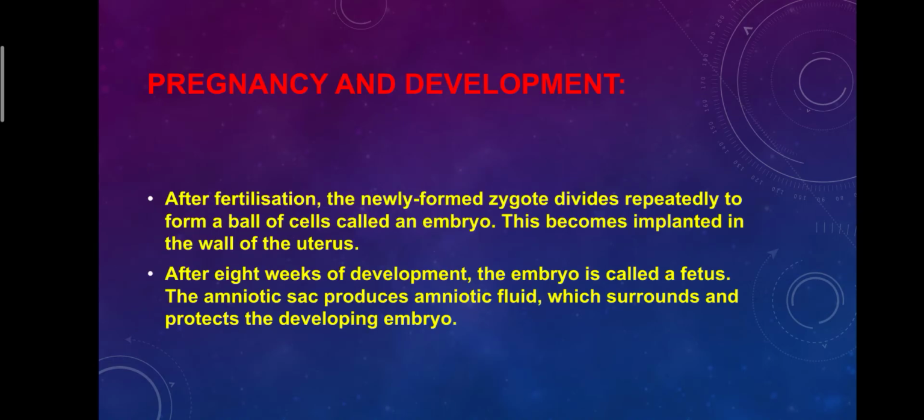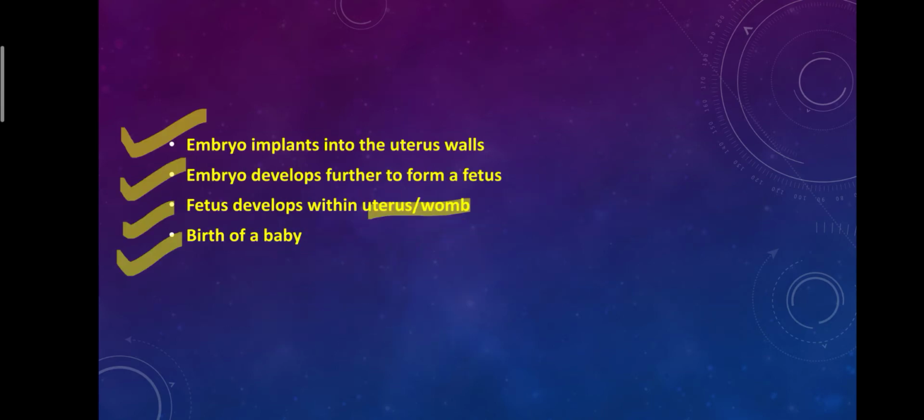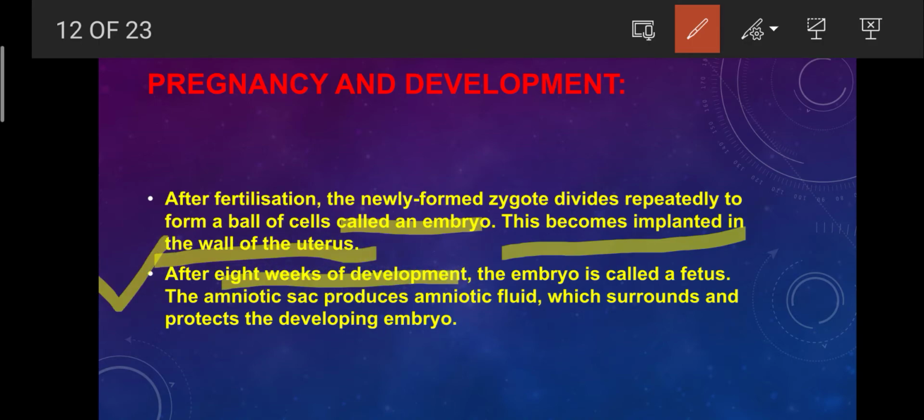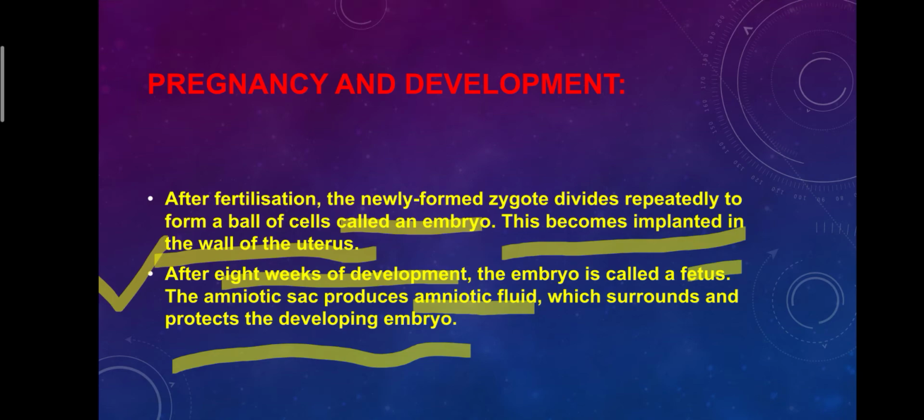Now we will discuss the pregnancy and development in detail. After fertilization, the newly formed zygote divides repeatedly to form a ball of cells which is known as an embryo. So the embryo is a ball of cells. This becomes implanted in the wall of the uterus. After 8 weeks of development, the embryo is called a fetus, and the amniotic sac produces amniotic fluid which surrounds and protects the developing embryo.